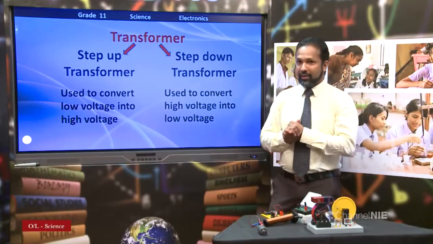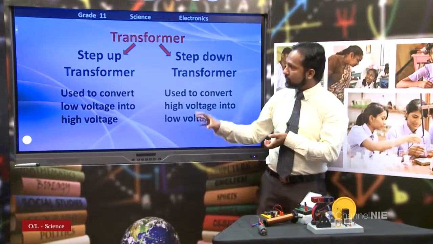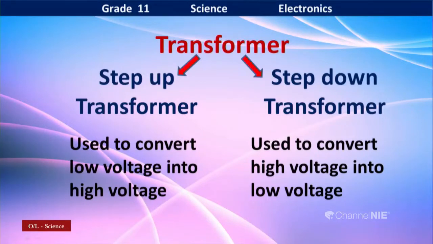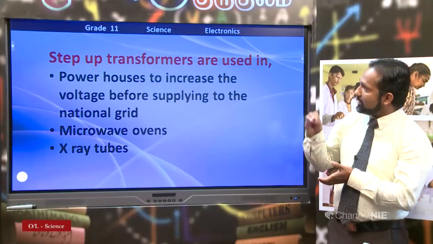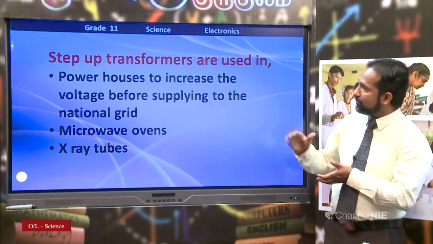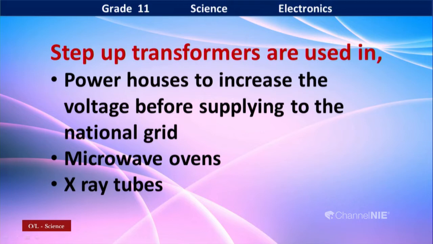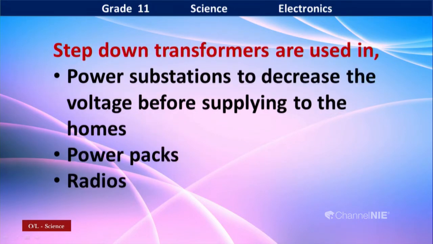The transformers can be divided into two types as step-up transformers and step-down transformers. What's the difference? Step-up transformers are used to convert low voltage into high voltage. Step-down transformers are used to convert high voltage into low voltage. Step-up transformers are used in powerhouses to increase the voltage before supplying to the national grid, and also in microwave ovens and X-ray tubes. Step-down transformers are used in power substations to decrease the voltage before supplying to the homes. You have seen some transformers in our villages, power packs and radios.